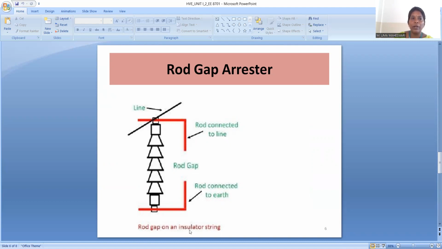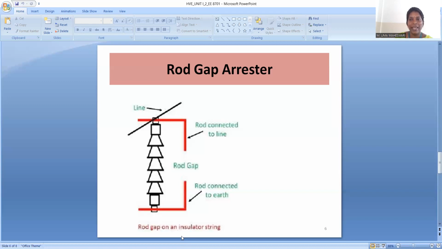It consists of 1.5 centimeter rods, which are bent at right angles with a gap between them, as shown in this diagram. One rod is connected to the line circuit and the other rod is connected to the earth. Under normal operating condition, this gap remains non-conductive, that is, when the voltage is lower and not harmful to the apparatus carrying the voltage. Under this normal condition, there is no spark between the gap in the rods.